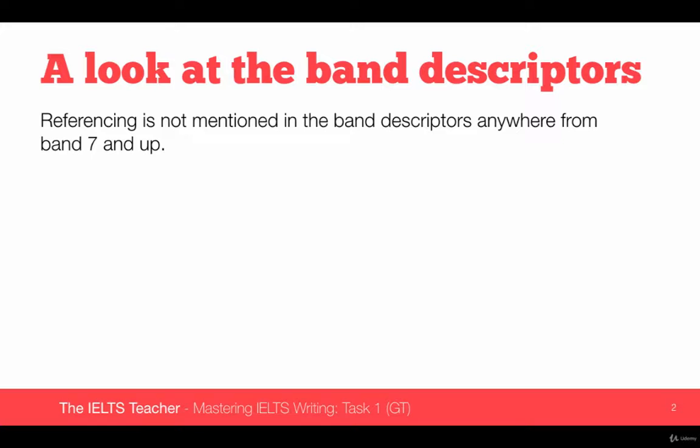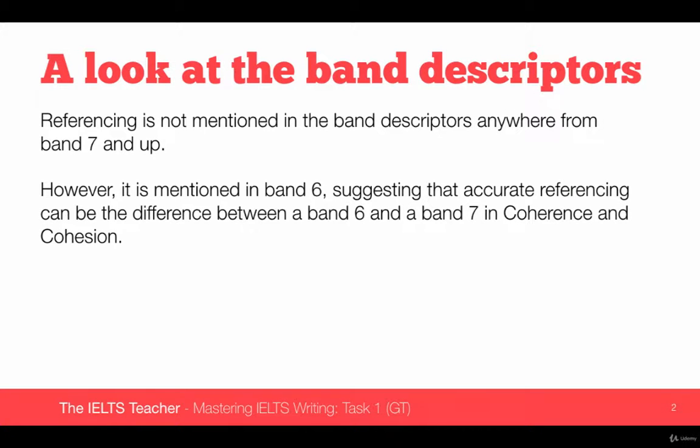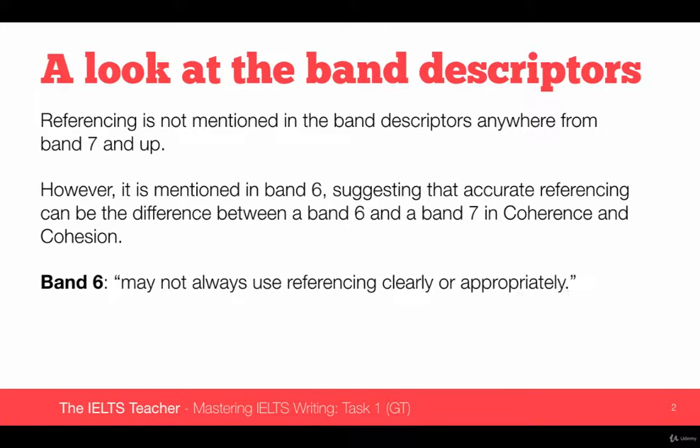Now, referencing is not actually mentioned in the band descriptors anywhere from band 7 and above, but it is mentioned in band 6 as something that will limit your score from anywhere above band 6. So this is what is said exactly. Band 6 may not always use referencing clearly or appropriately. So you can score a band 6 if you don't use referencing clearly or appropriately, but you won't be able to score above band 6.